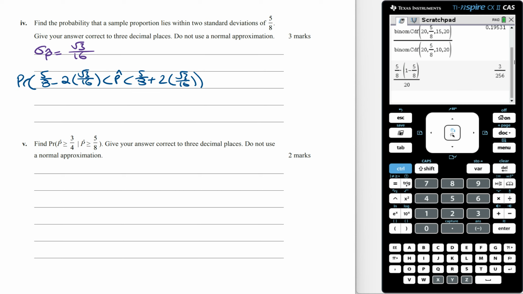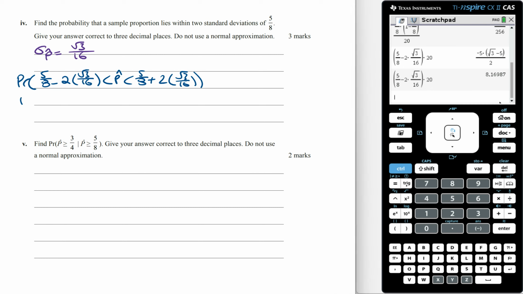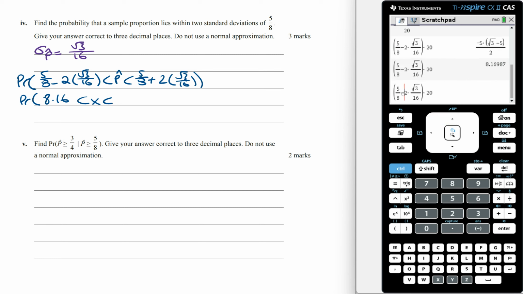From here, what we need to do is convert p hat to the variable x, where x is going to be a binomial variable, and then multiply the numbers on each side by the sample size, and this is going to be 20. And so using the calculator to work this out, this is going to be equivalent to the probability that x is going to be larger than 8.16 and then smaller than 16.83.